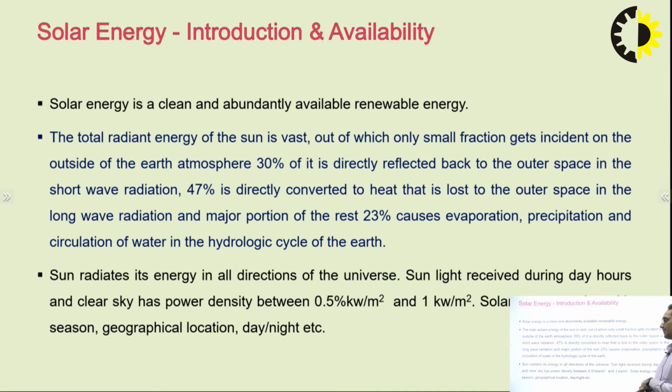The sun radiates its energy in all directions of the universe. Sunlight received during the day hours under a clear sky has a power density ranging from 0.5 kilowatt per square meter to 1 kilowatt per square meter. So solar energy varies with season, geographical location, day and night, etc.